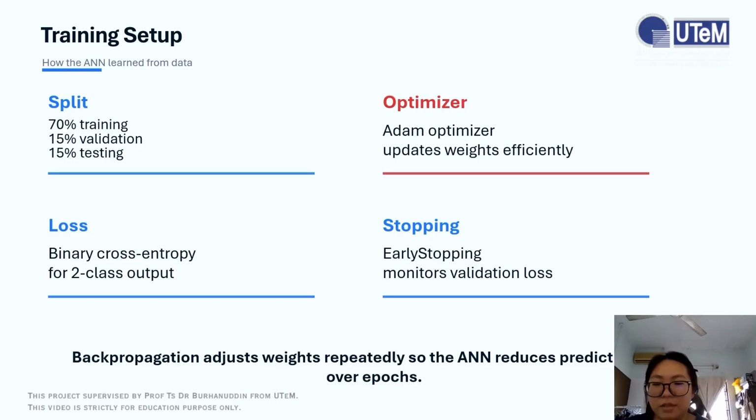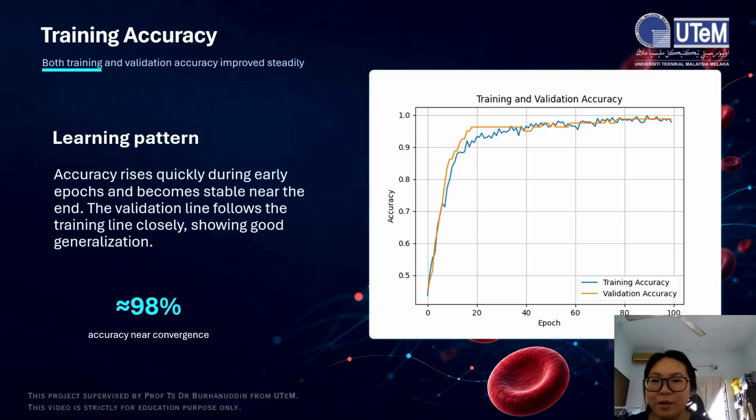After setting up the dataset, optimizer, loss function, and training process, we can now examine how the model performed during training through the accuracy and loss graph shown in the next slide. Next, I will explain the training accuracy result of our artificial neural network model. These graphs show the training accuracy and validation accuracy across 100 training epochs.